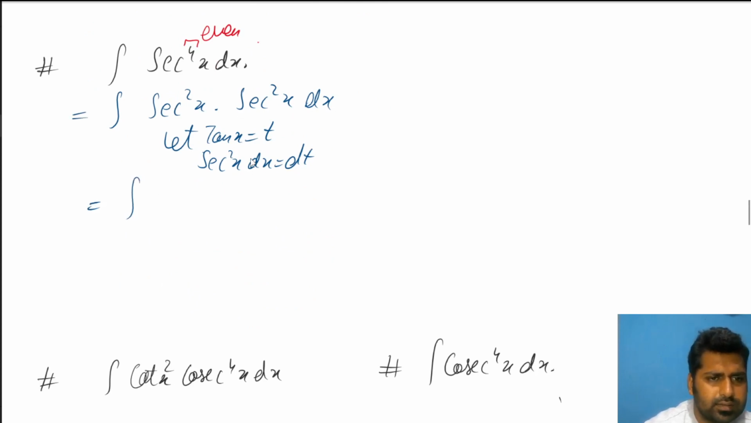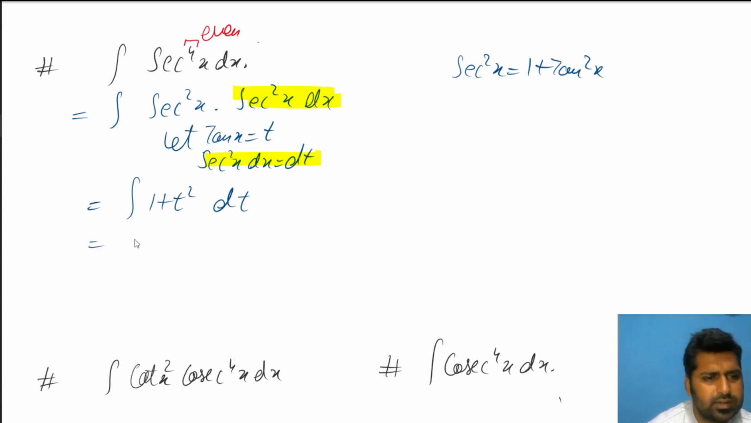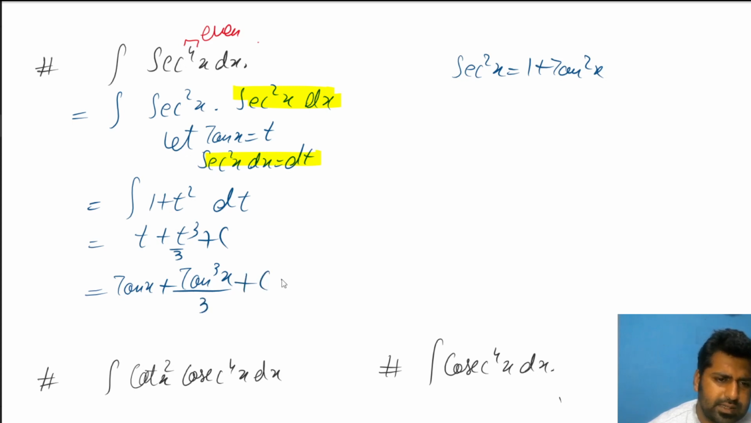Now this thing is present already, so I'll put it as dt. But what about this sec square? I can again write sec square x as 1 plus tan square x, so 1 plus basically t square. We can integrate this. This is integration t plus t cube by 3 plus c. That's tan x plus tan cube x by 3 plus c. That's the answer.